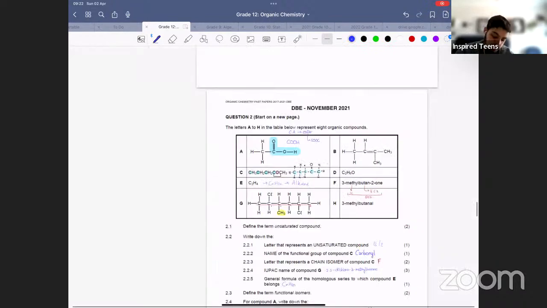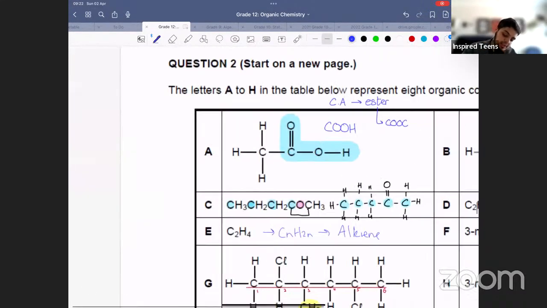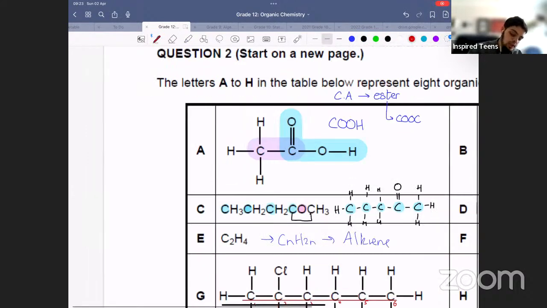Okay, let's mark it. So firstly, this is a carboxylic acid with 2 carbons. So all we need to do, remember, in all isomers, the molecular formula stays the same, meaning the amount of carbons and the amount of hydrogens remains the same. So if there's 2 carbons in the carboxylic acid, in order to draw the structural formula of its functional isomer, we just need an ester that has 2 carbons.